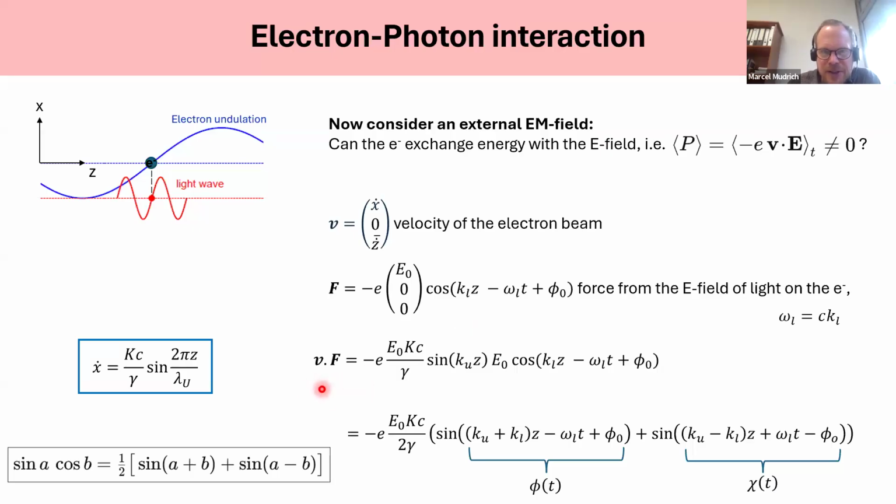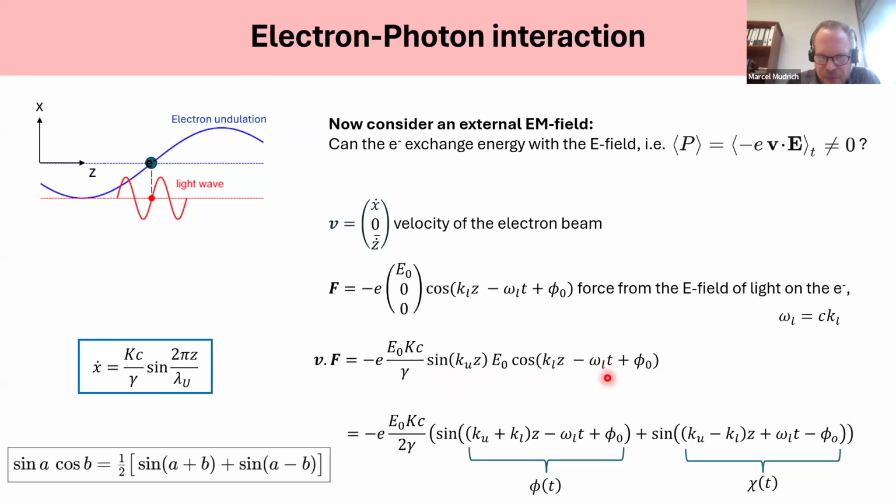Now let's take the scalar product to calculate the power. Since we chose the field to point in x, and the velocity has x and z components, the scalar product is just a scalar number. Now we have to remember the blue equation, which was the velocity in x. So we insert the blue equation times the cosine function for the force, and we have a product of a sine function, k_u times z, where k_u is 2 pi over lambda_u, the wave number of the electron oscillation or undulation, times a cosine with k_L times z minus omega t.